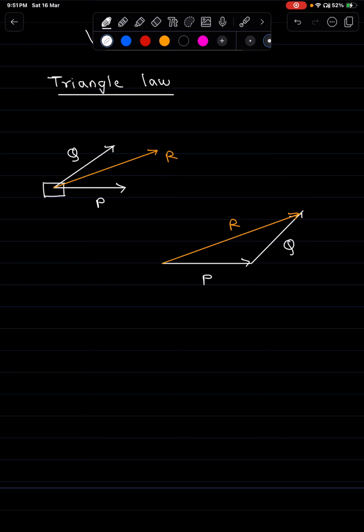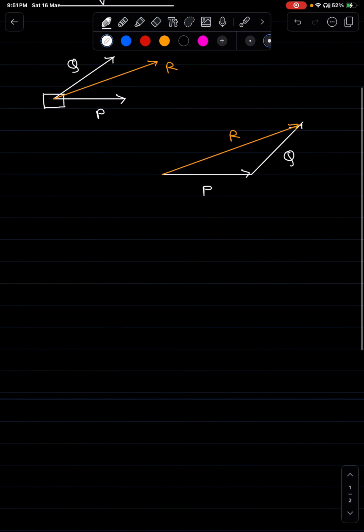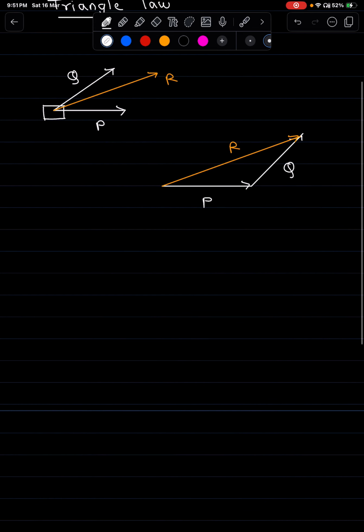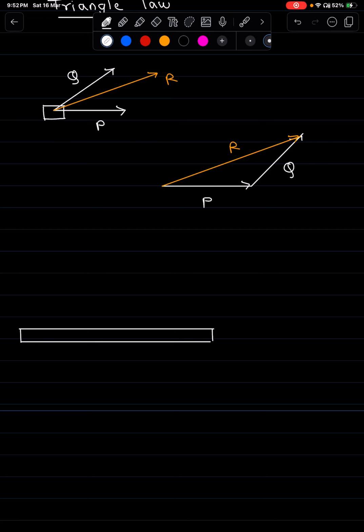One interesting thing to understand the triangle law is from this example. Suppose I have a wooden plank like this, and suppose this is point A on the plank and this is point B on the plank. The distance A to B is, let us say, 4 meters. We have an object placed on A.